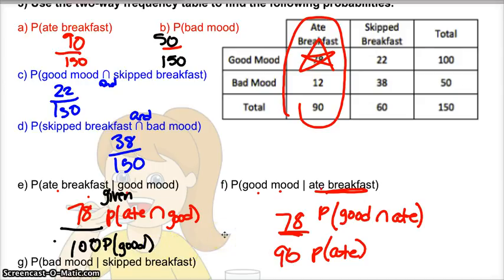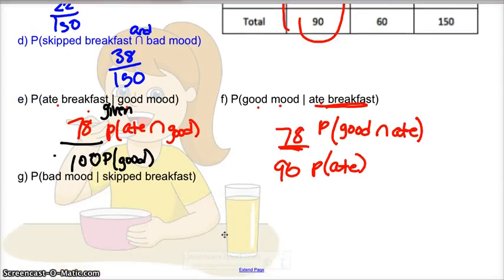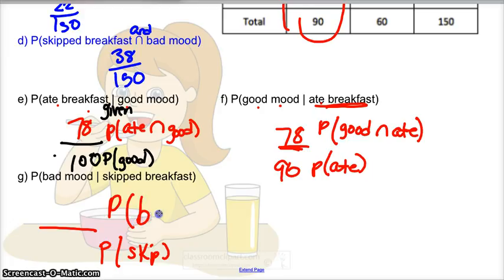So for problem G, it says the probability that somebody is in a bad mood given that they skipped breakfast. So we need to find first the probability that somebody skipped breakfast. That's how many people you'll have the probability out of. And on the top, it's the probability of somebody being in a bad mood and skipping breakfast. Sorry, it's getting hard to write.